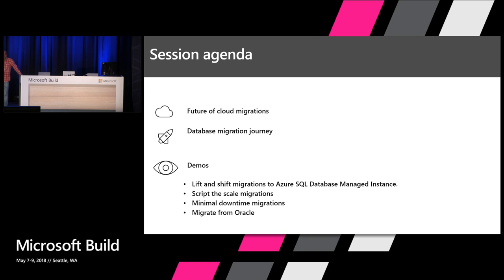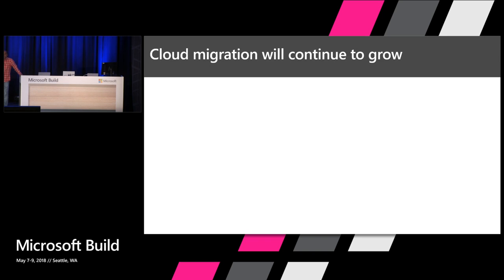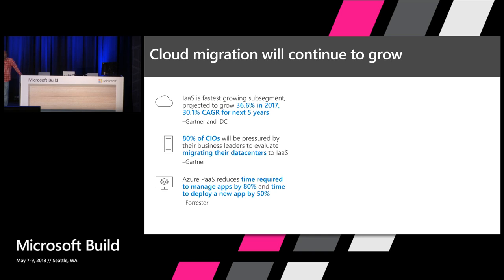So let's get on to the content a little bit here. What is the real future for cloud actually? At Microsoft, we strongly believe that 2018 is the strongest year for cloud migrations. The reason we think that is, if you look at Gartner's report, they projected 37% growth rate for infrastructure as a service in the cloud. And they're also predicting around 30% compound annual growth rate for the next 5 years for customers to migrate to the IaaS, infrastructure as a service.